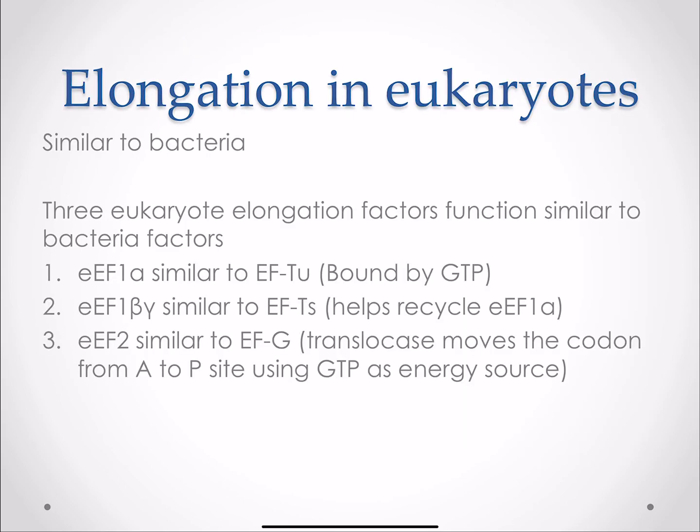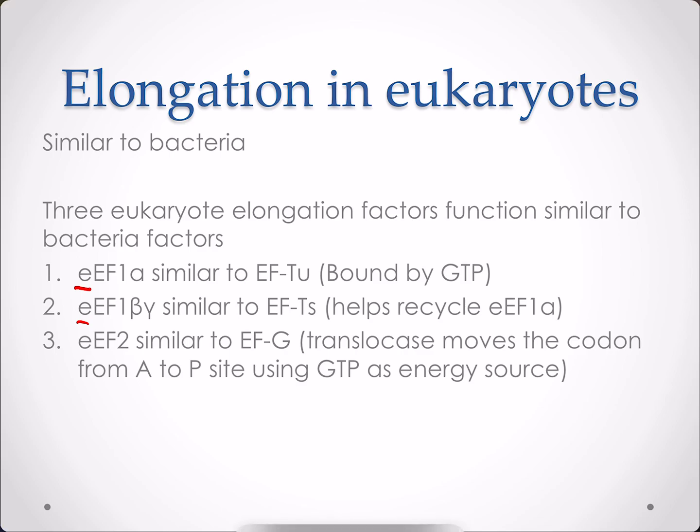Now, elongation in eukaryotes is going to be similar to bacteria. Again, we have our eukaryote elongation factor 1 alpha. That's going to be similar to that TU, so that's the one that's bound with GTP that comes in with the transfer RNA, gets hydrolyzed and then released and recycled. Eukaryote elongation factor 1 beta gamma is going to be similar to that TS, and that's going to be able to recycle the elongation factor 1A by adding back that GTP.